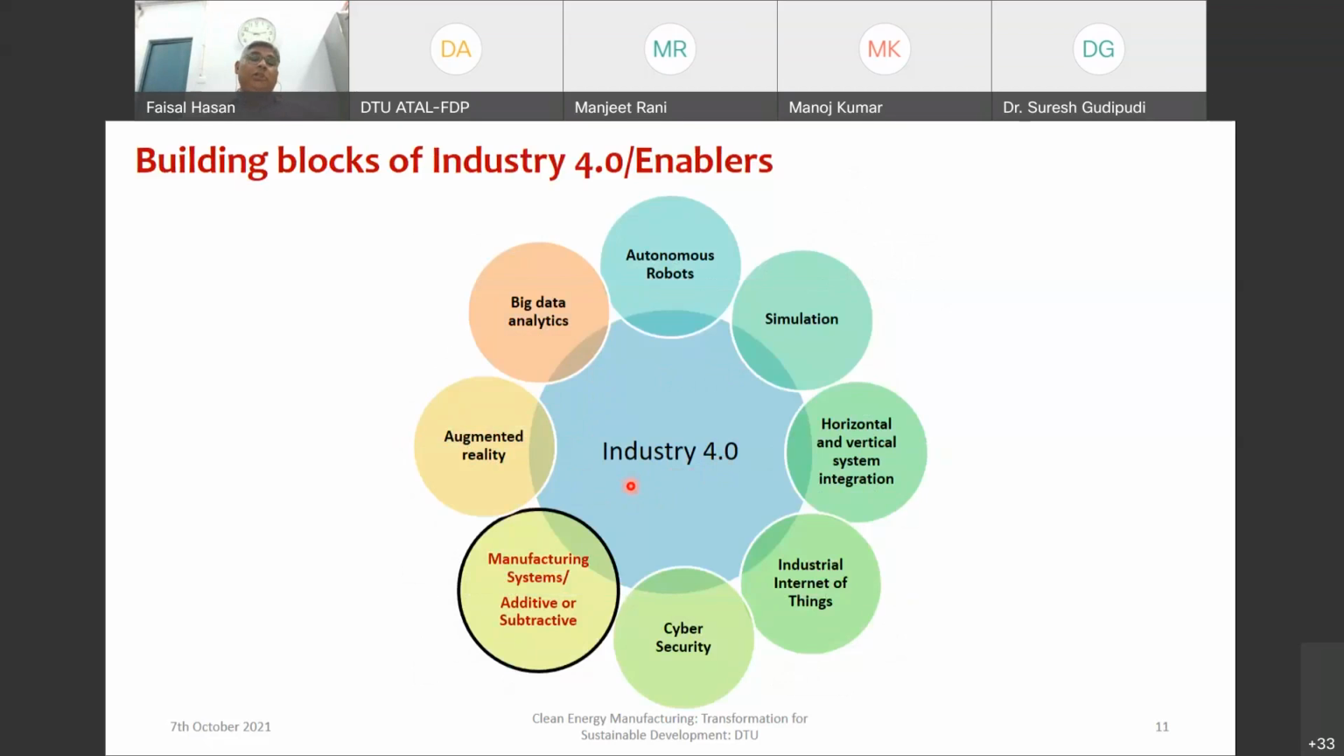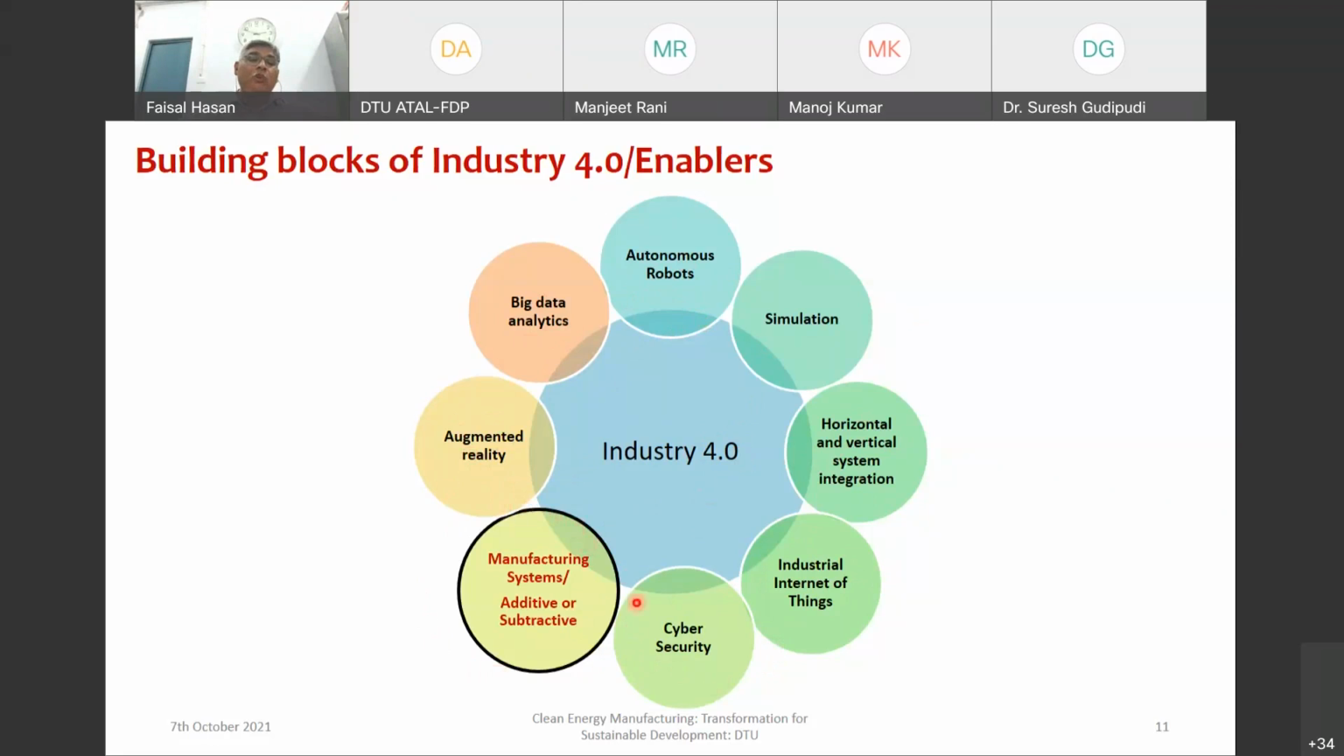Industry 4.0, or 4.0, whatever you need to call it. So, some of the building blocks of this Industry 4.0. What are these? Integration, Internet of Things, cyber security, augmented reality, sometimes we call this virtual reality, big data analytics, automation and robotics, simulation.